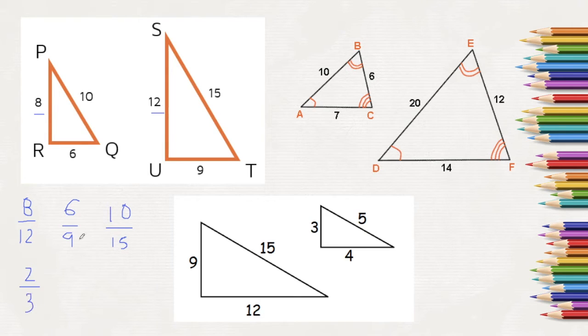6 divided by 3 is 2. 9 divided by 3 is 3, also 2 over 3. 10 divided by 5 is 2. 15 divided by 5 is 3. Since all of these ratios are 2 over 3 and they're the same, that means PRQ and SUT are similar triangles.